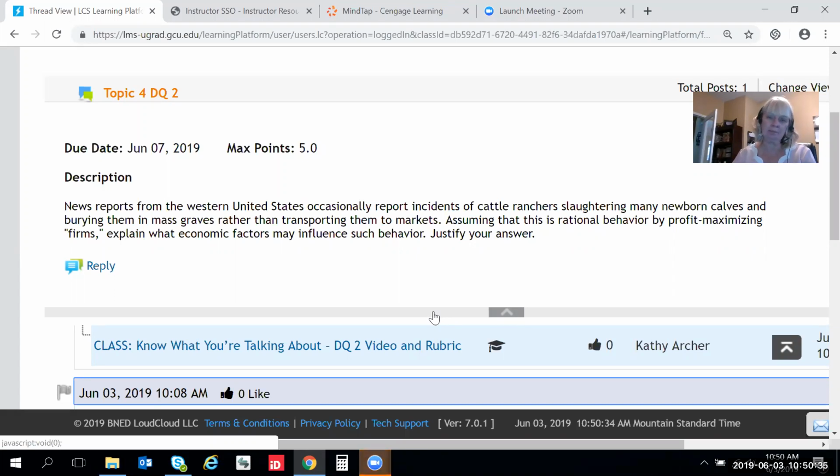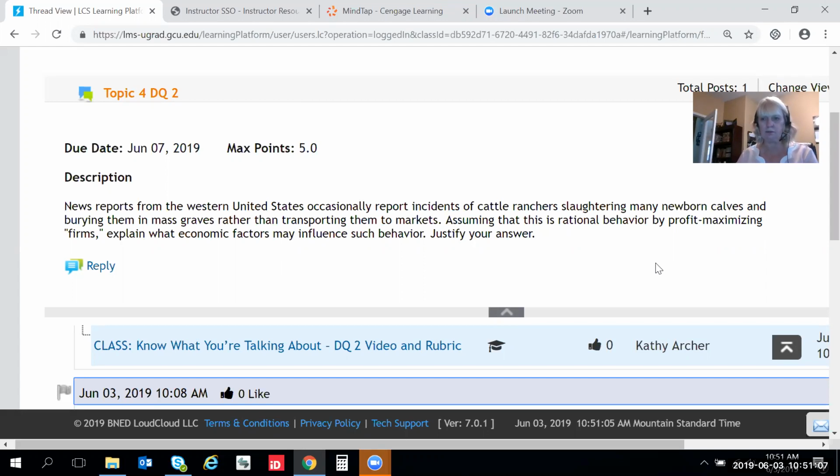Today we're talking about Topic 4, DQ2. Here's the DQ in LoudCloud, and it says, news reports from the western United States occasionally report incidents of cattle ranchers slaughtering many newborn calves and burying them in mass graves rather than transporting them to markets. Kind of gruesome, isn't it? Assuming that this is rational behavior by profit-maximizing firms, explain what economic factors may influence such behavior.